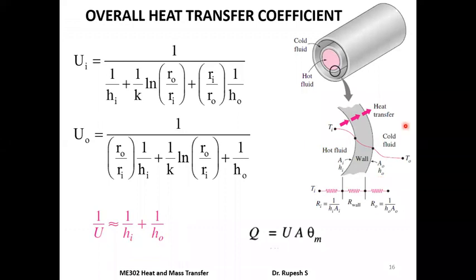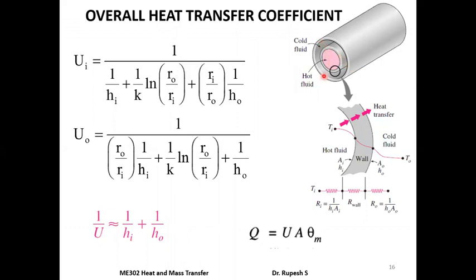Next is overall heat transfer coefficient of a heat exchanger. We have already discussed the overall heat transfer coefficient in the first module. Consider a tube-in-tube heat exchanger or a concentric tube heat exchanger. Concentric tube heat exchanger is a heat exchanger formed by two concentric tubes. One fluid will be flowing through the inner tube and the other fluid will be flowing through the annular space between the inner and outer tubes.